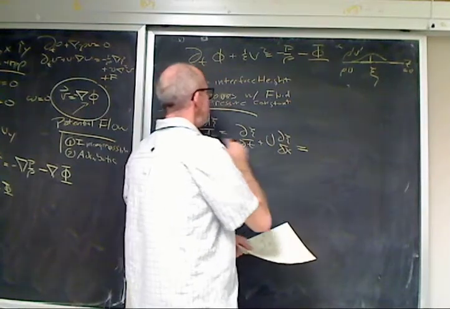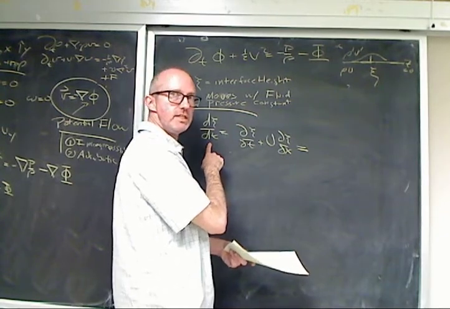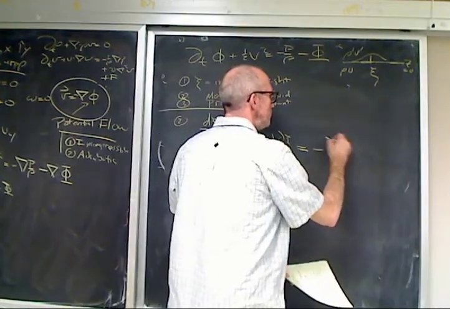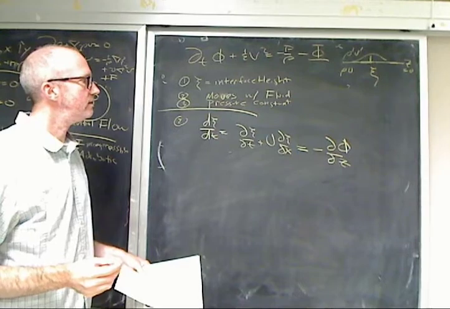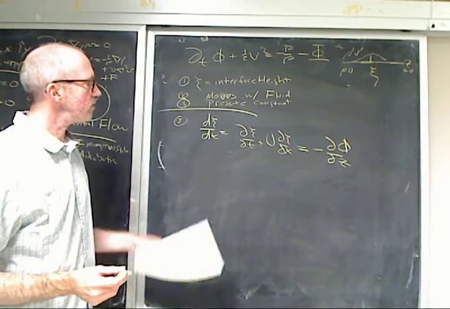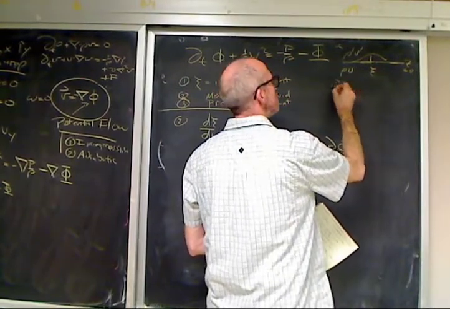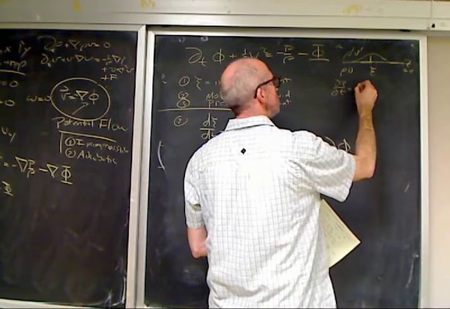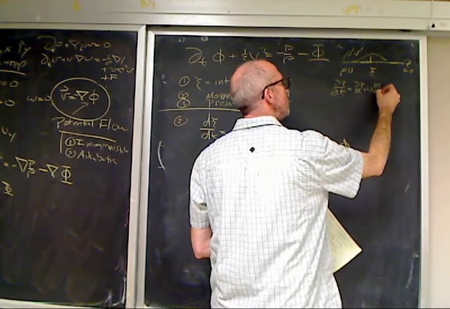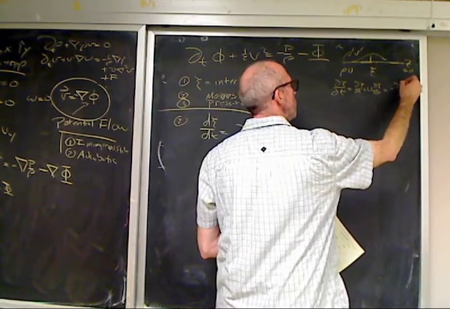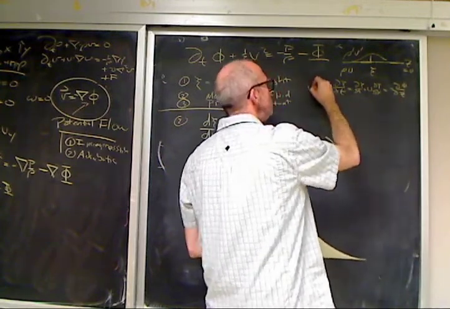Also, we know that this is the velocity, right? dx/dt is the z velocity. So this is also minus d phi/dz. We're going to need this, so I'm going to write it up here. dx/dt equals partial c partial t plus u partial c partial x equals minus partial phi partial z. This is how phi behaves, so the vertical velocity, so this is vz.